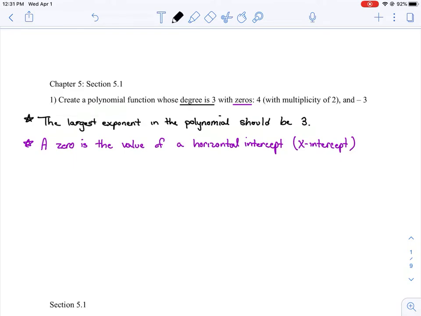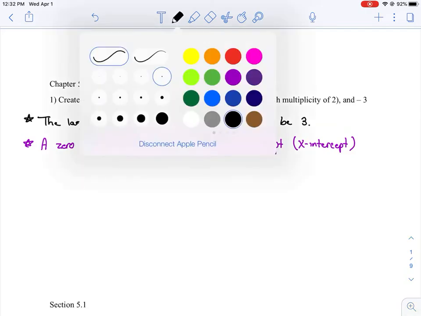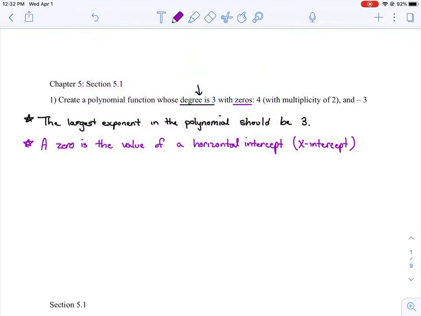So I'm going to start by explaining some of this vocabulary here. The first thing I underlined in black was degree is 3. And what that means is that the largest exponent in the polynomial should be 3. What I underlined in purple is the word zeros. And what that means is that a 0 is the value of a horizontal intercept. And in this case, we're going to call them x-intercepts. So let's begin.